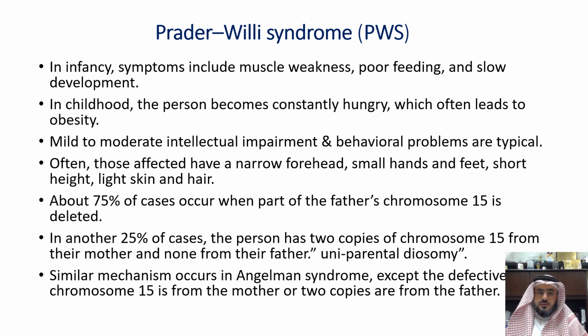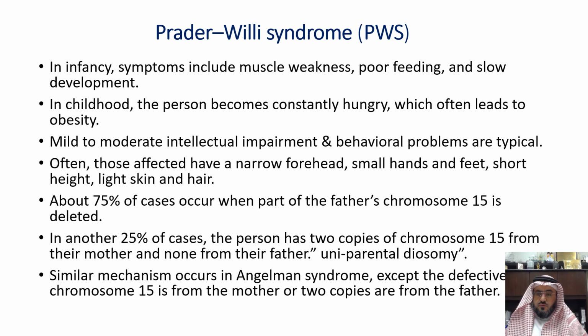In addition, they have mild to moderate intellectual impairment. They have behavioral problems. They are aggressive. They could steal food from their colleagues. They could also steal food from the neighbors. They are having behavioral aggressiveness. In addition, they have dysmorphic features of narrow forehead, small hands, small feet, short stature, and obesity.